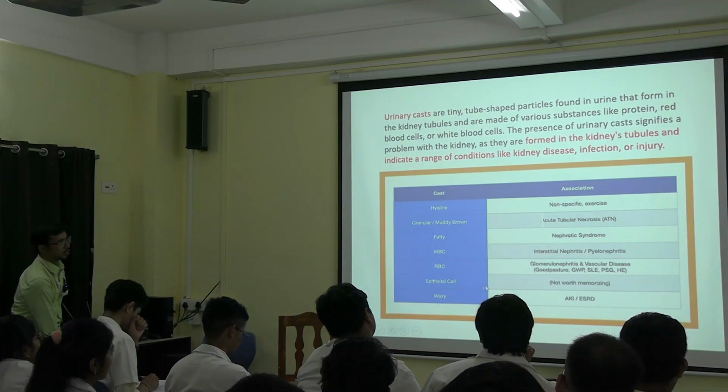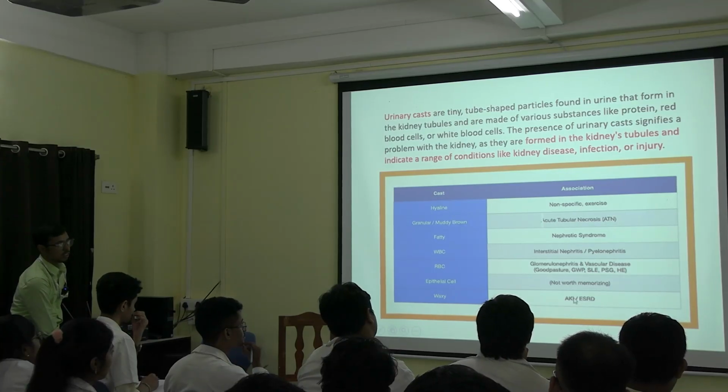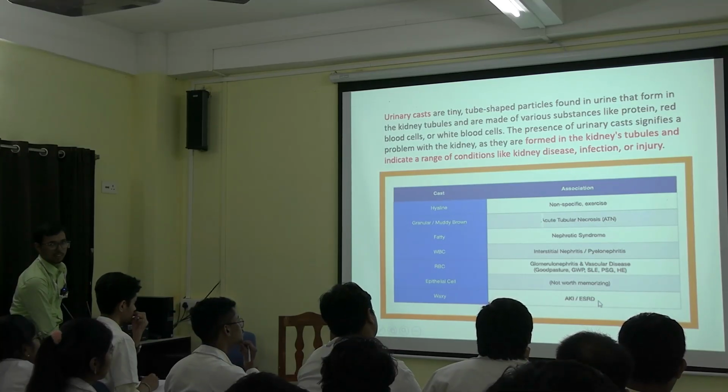Then epithelial cells can be found normally also. And waxy casts will be found in acute kidney injury and end-stage renal disease.